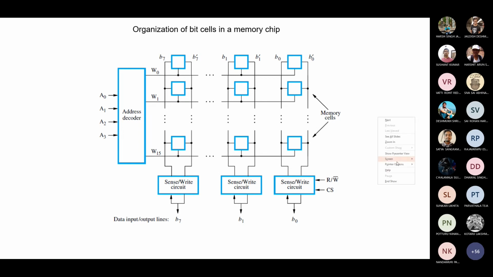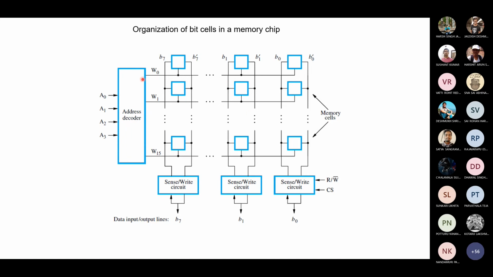Now, on the left side, you see that there are 4 lines, A0 to A3. Why A0 to A3, 4 lines? Because we have 16 rows. So these W0 to W15 are coming from the address decoder. You provide 4 lines as inputs and use a 4 to 16 decoder, so one of the lines will be high at a time. We name these lines W0, W1 to W15.